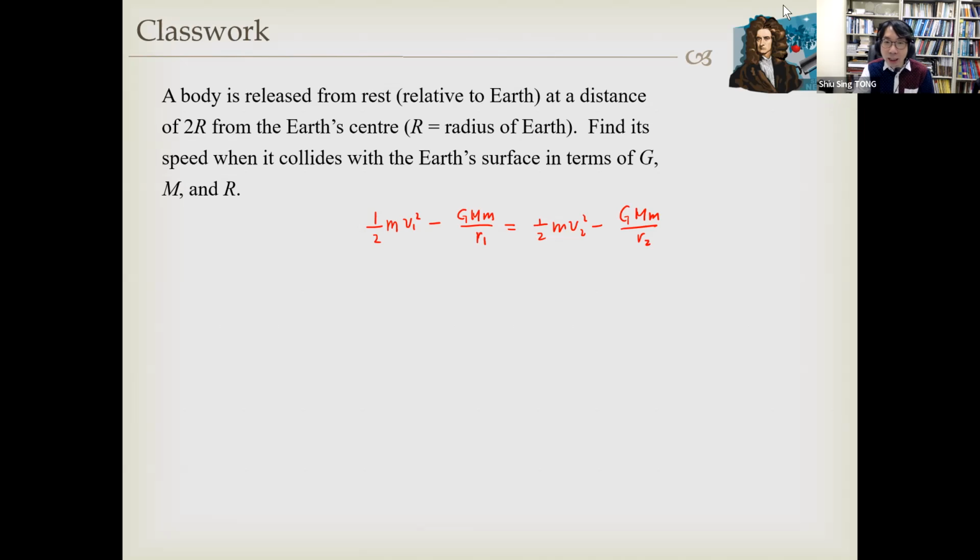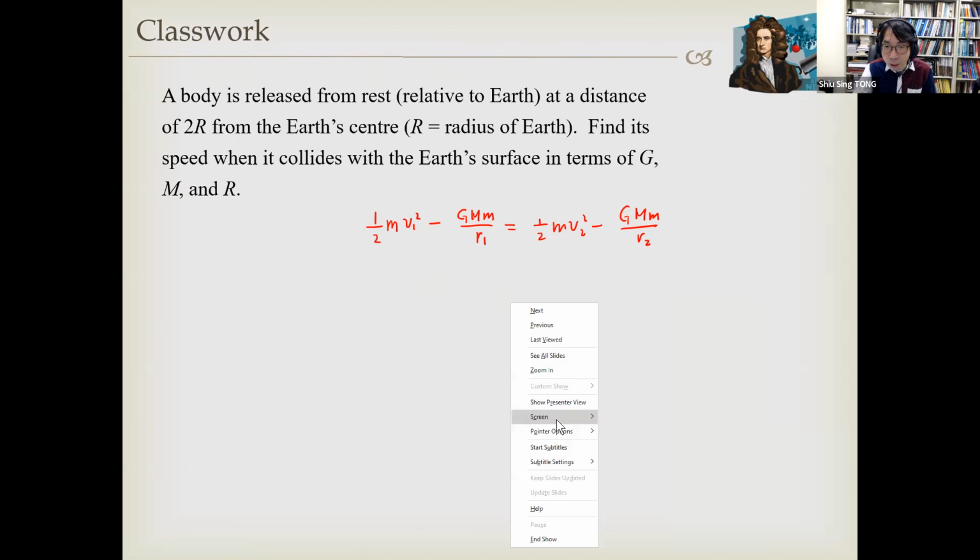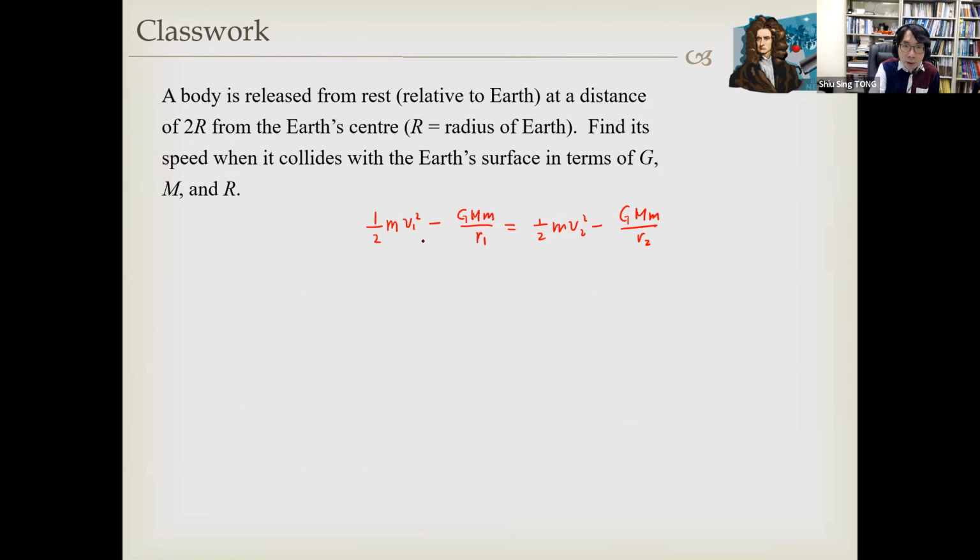So I think maybe some of you have already found the answer, right? So let's work it together. Well, I go back to my pen. So now initially, the object is released from rest, so the initial velocity is 0. And the initial position is what? It's just a radius, 2r, right?